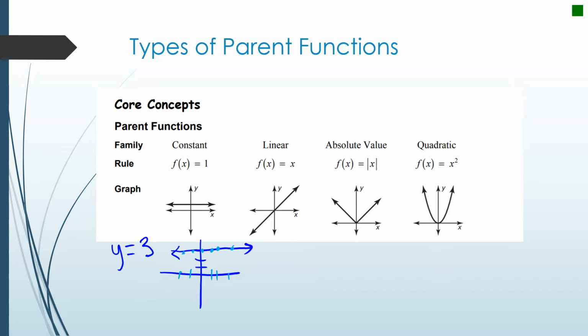All right, so another example of that could be something like y equals -2, where I'd go down to -2. Oh, well, I missed it there. And that would be that line.